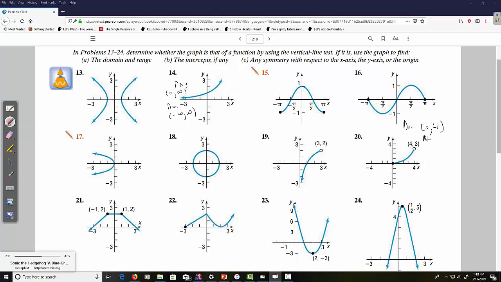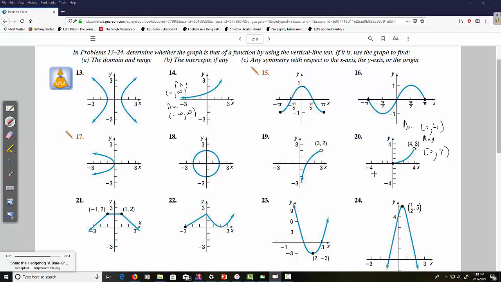The range would be from 0. Y is also 0 here, just like X is 0. Up to 3, but again, parentheses, because there's not actually a point there. Something really close to this 4 on the X, like 2.999999, but there's not a point at 3. And that's really the idea with 1.2 here.